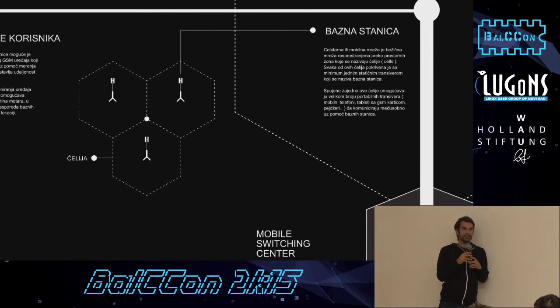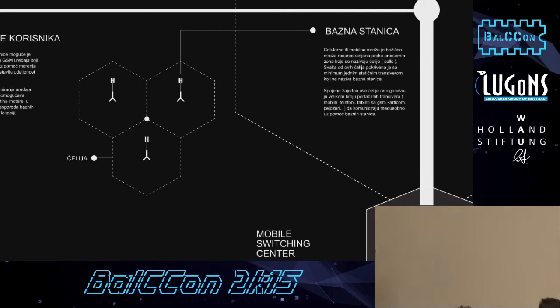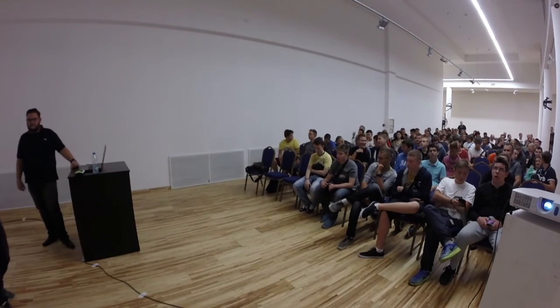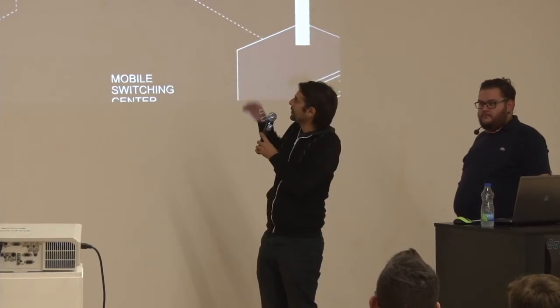What are the base stations? Base stations are those gray antennas all around the city, or in the fields, doesn't matter. And all the time, your mobile phone is connected to 3 of them. So when you call someone, this signal is going to the base station, okay?